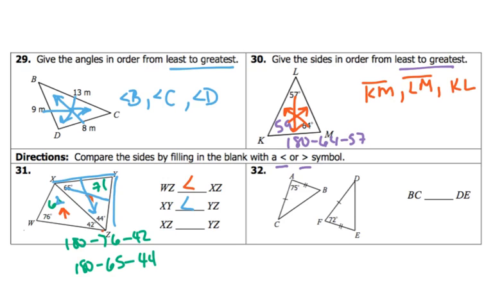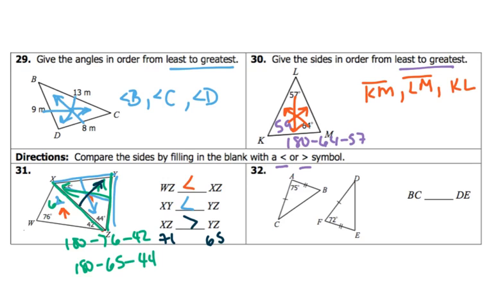Our last and final comparison would be XZ and YZ. So YZ is 65. Oh, I gotta put YZ is 65, and then XZ is 71. So this would be a greater than symbol.